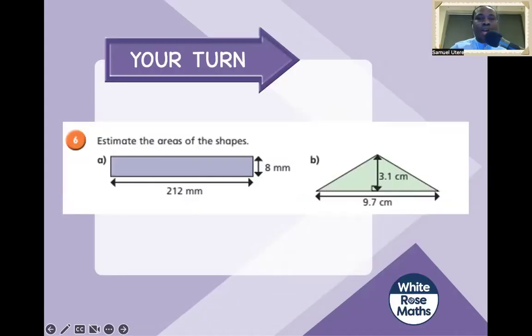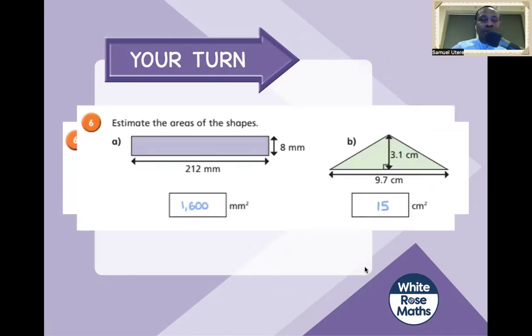Pause the video and answer question 6 in 2 minutes. Assuming you've paused the video and you've answered the questions, here are the answers. So to do an estimate, this calculation becomes 200 times 8. And that should be your answer. If you do your estimate, this calculation becomes half of 10 times 3, which is 15.